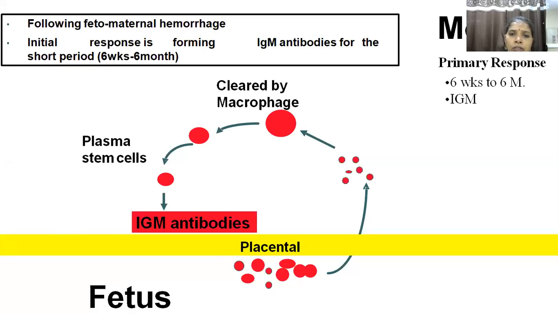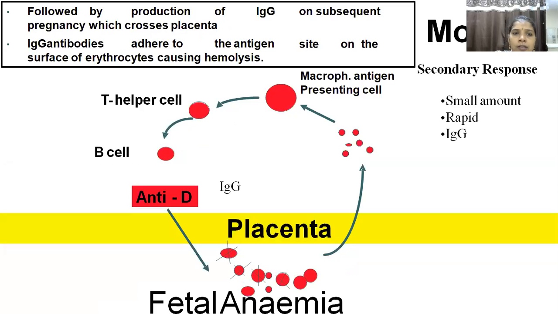So IgM antibodies are produced. But IgM antibodies are very large. They can't cross the placenta. But after a few months, what happens? In the few months, the macrophage antigen presenting cells, like in the previous pregnancy, it is sensitized. Next time, what happens? The same thing happens if it repeats.